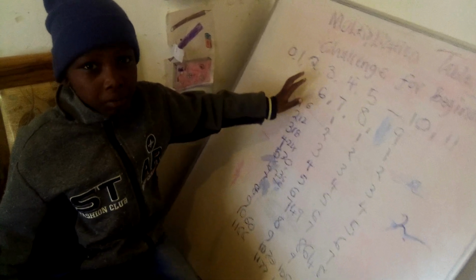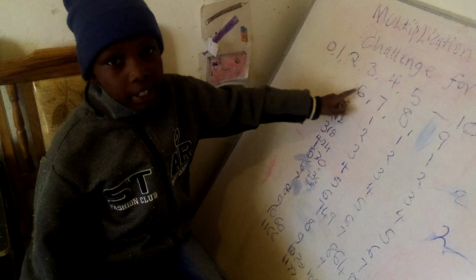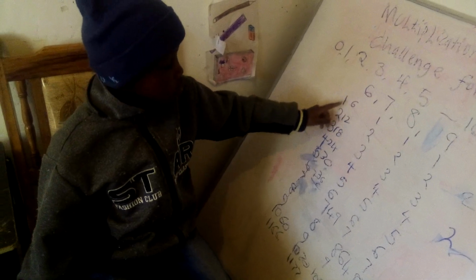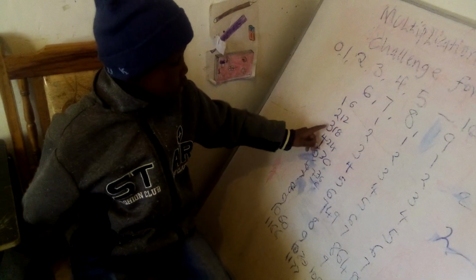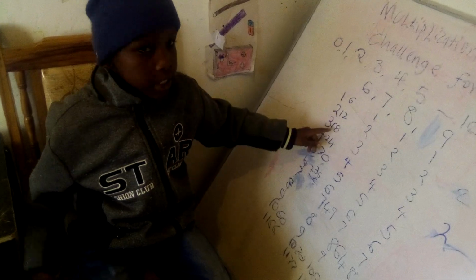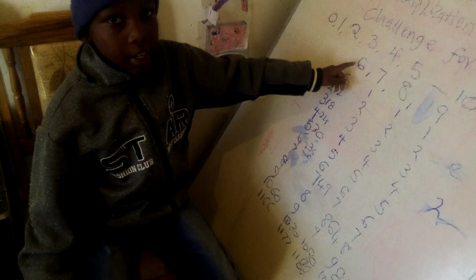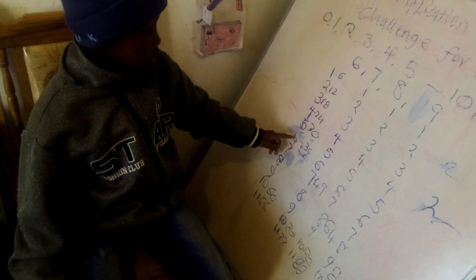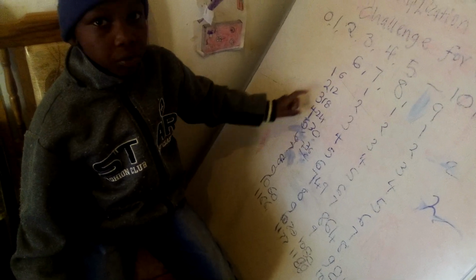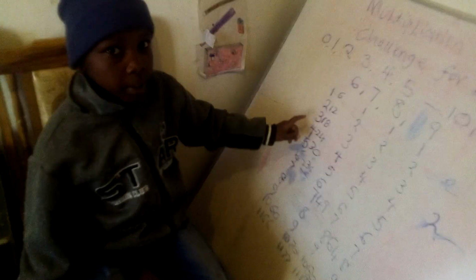Now we go to the table of 6. 1 times 6 is 6. 2 times 6 is 12. 3 times 6 is 18. 4 times 6 is 24. 5 times 6 is 30. 6 times 6, and when you multiply two identical numbers, it's a square.